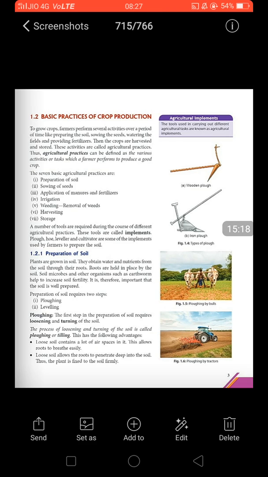Secondly, loose soil allows the roots to penetrate deep into the soil, thus the plant is fixed to the soil firmly. If the soil is loose, roots will be able to go deep inside, and then the plant will be strongly held by that soil.